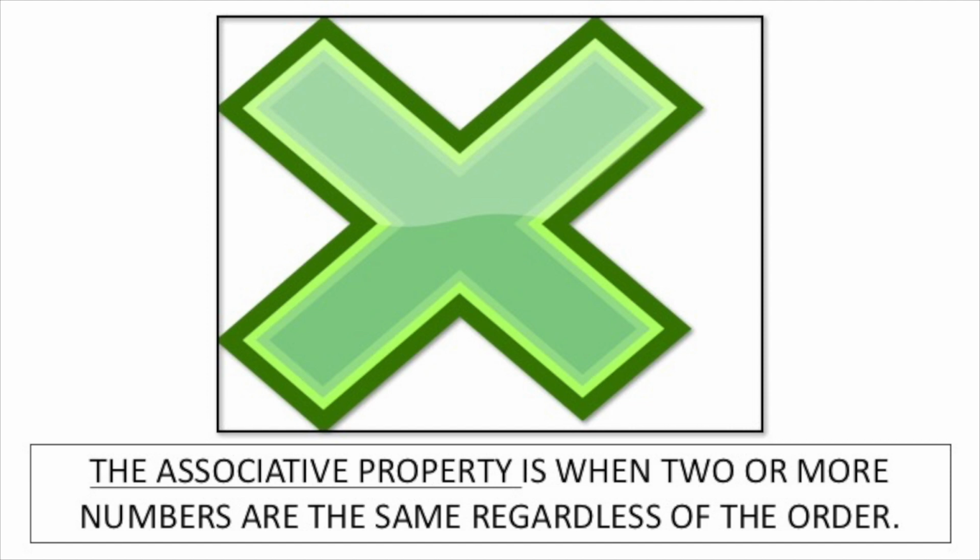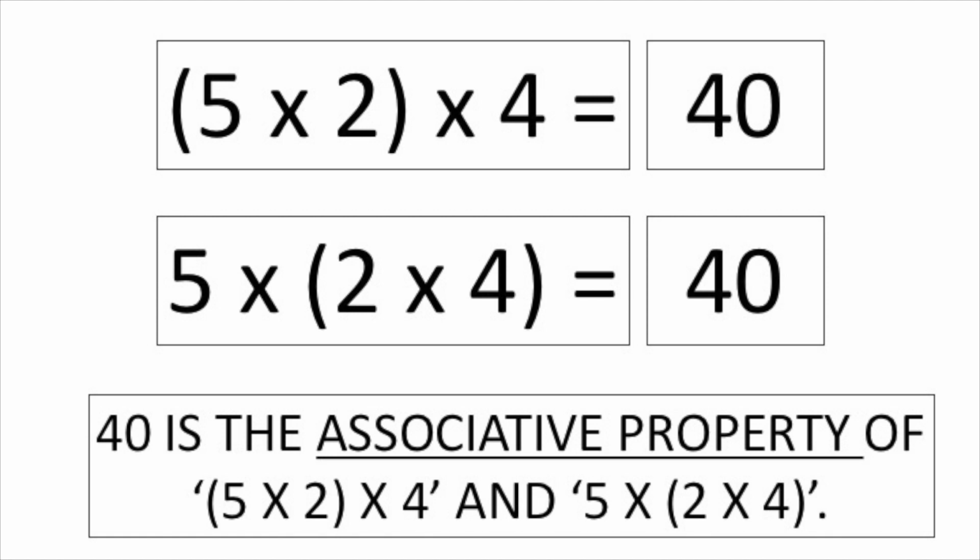Well done, guys. Associative property is when 2 or more numbers are the same regardless of the order. So let's take a look at associative property. Now, we have our sum here. What do we remember from combined operations? Which part must we do first? In the bracket. Always in brackets, yes.